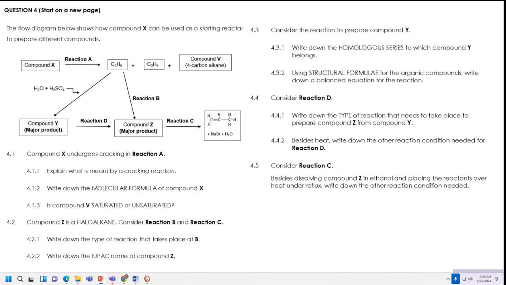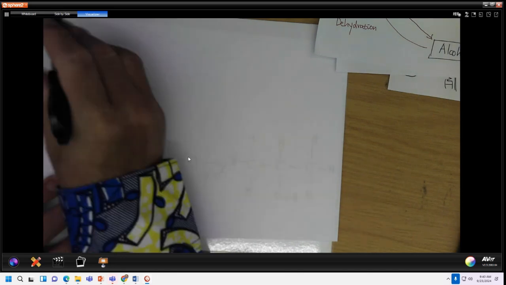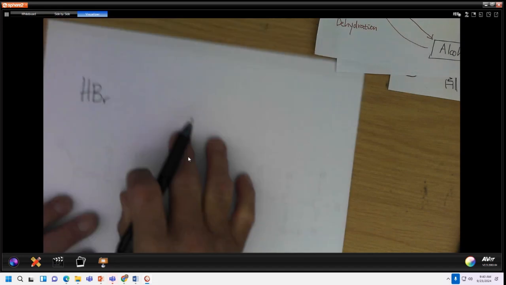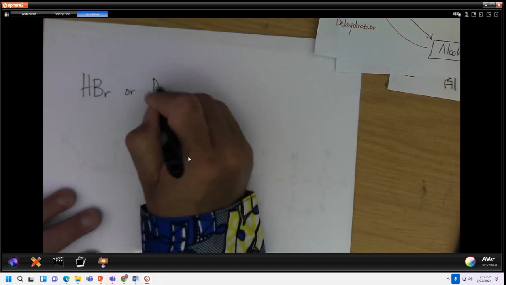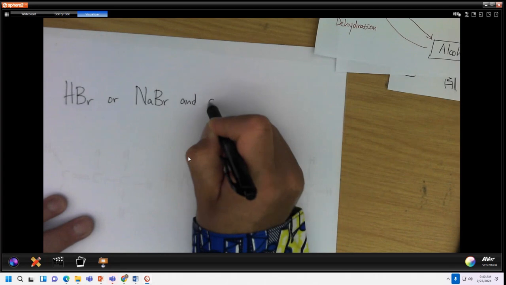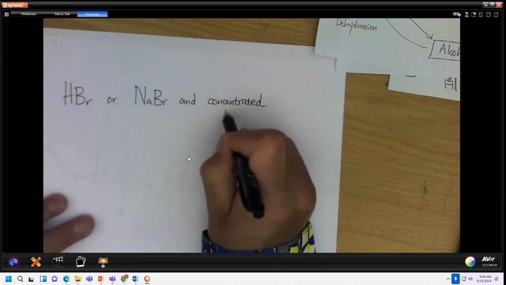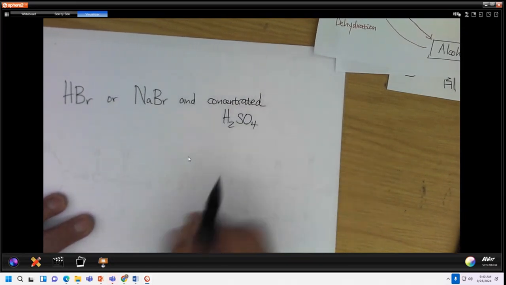Now, 4.4.2, besides heat, write down the other reaction conditions needed for compound D. Well, very interesting. For compound D, the other reactions that are needed, right, will be, as you've seen, you can use hydrogen bromide, or, as they show in the sketch, sodium bromide plus concentrated acid, concentrated H2SO4, sulfuric acid, right? Those are the reaction conditions.